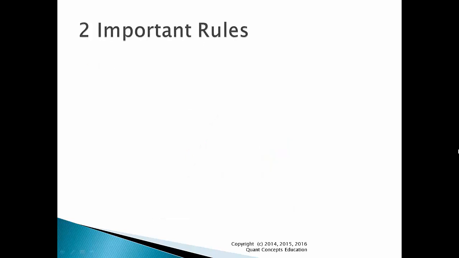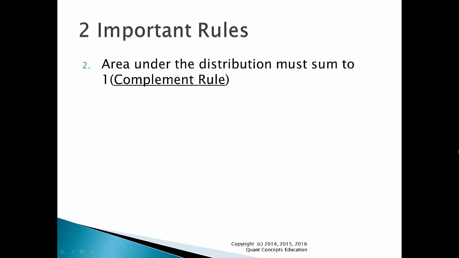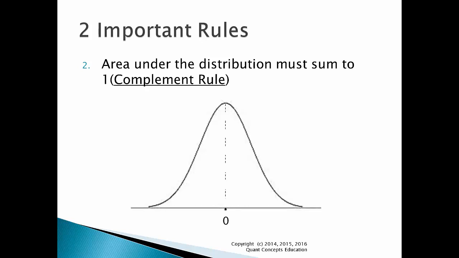The other rule is known as the complement rule. Basically, the area underneath the distribution must sum to 1. Recall that the area underneath a probability density function can be interpreted as probabilities. Well, the sum of probabilities for all possibilities must sum to 1. Let's draw out the z distribution.